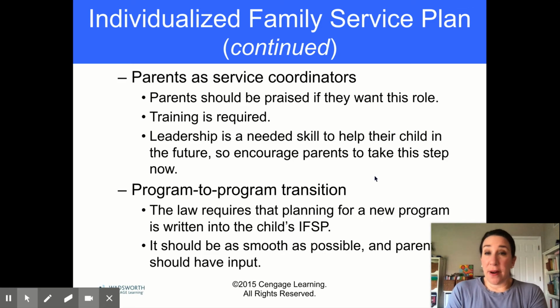Parents can serve as service coordinators, and they should be allowed to, and that's great, but they should also know that they don't have to, right?